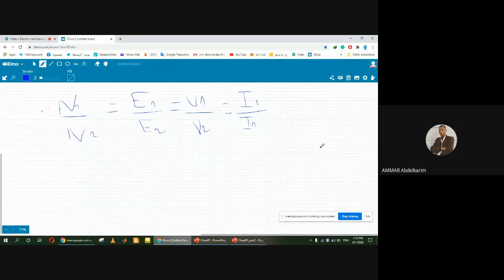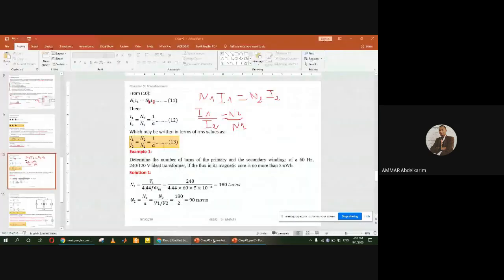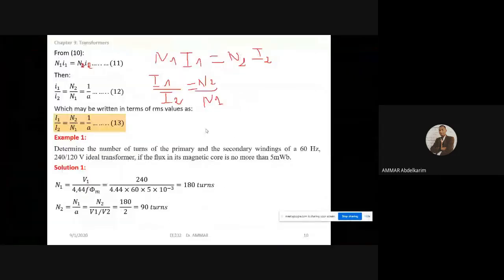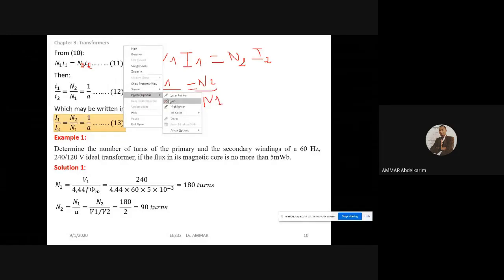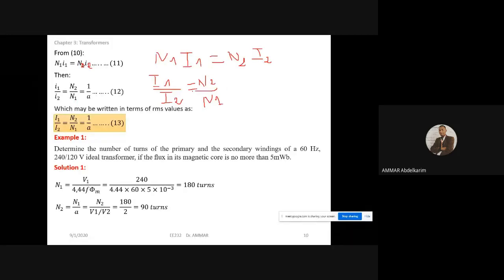Okay, so it's vice versa between voltage and the current, the relationship with the turn ratio. Using the expression of the MMF, N1 times I1 equals N2 times I2, then I1 over I2 equals N2 over N1, which equals 1 over A. So the relationship of the turn ratio with voltage and the current is opposite.